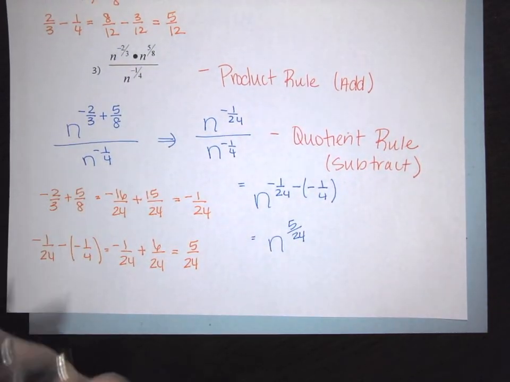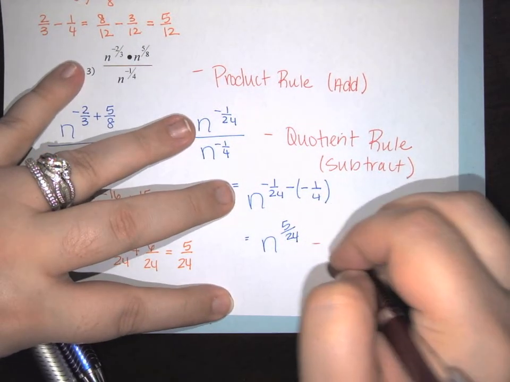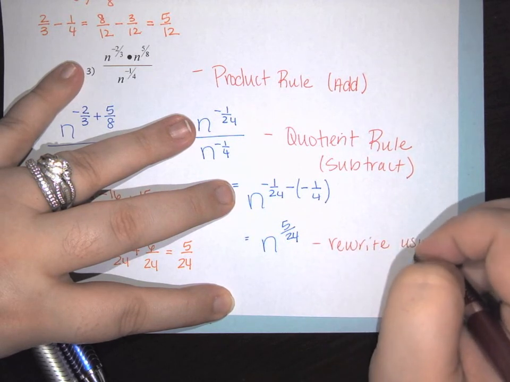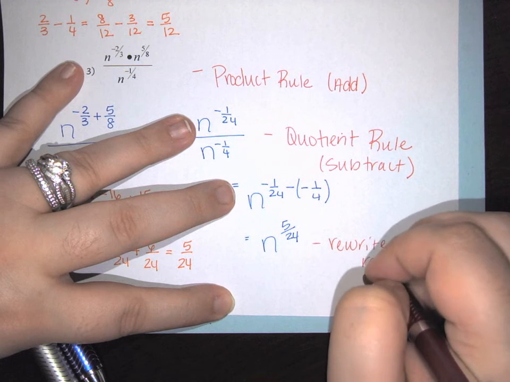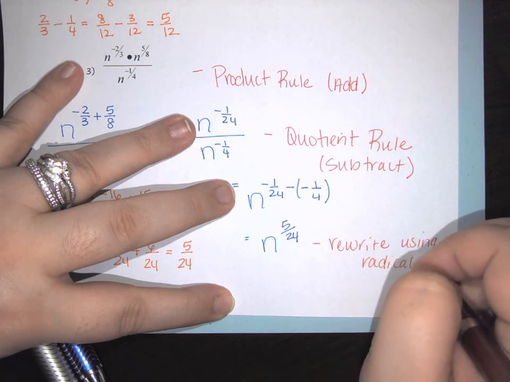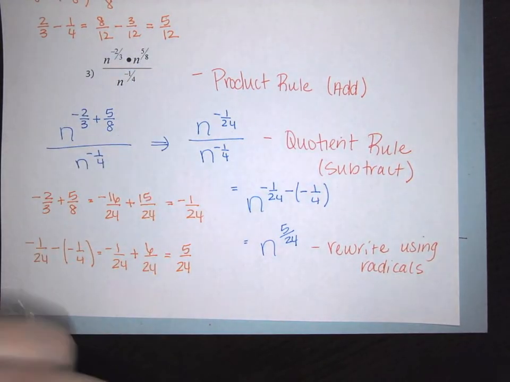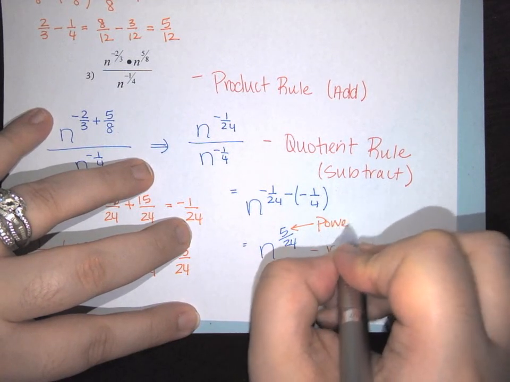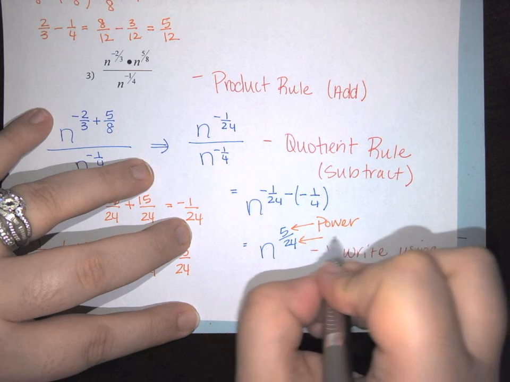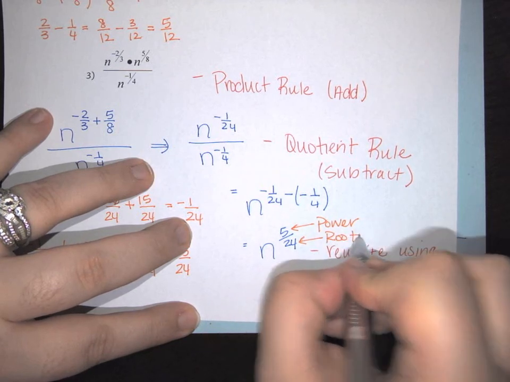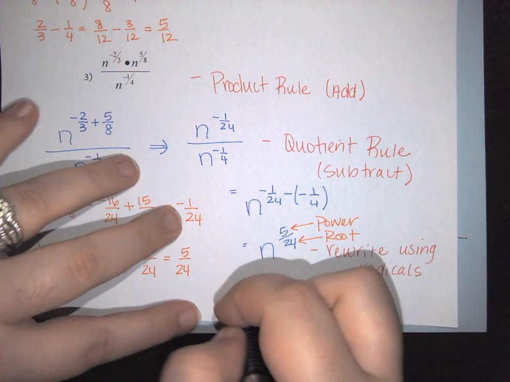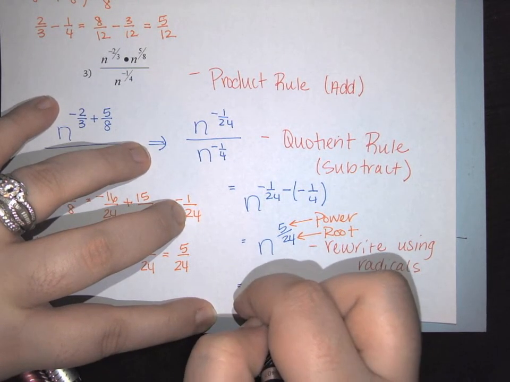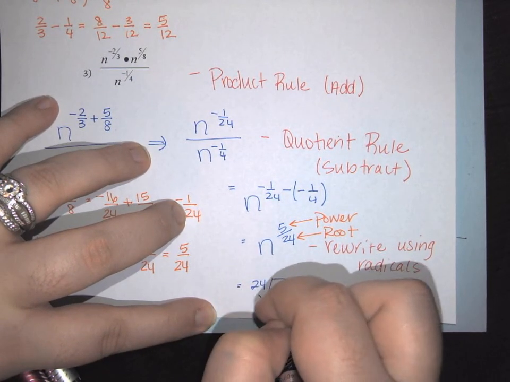And now we need to rewrite using radicals. So the last thing to do is to rewrite using your radicals. And so here again we're going to identify the numerator as my power, and the denominator here is the root. So this is going to end up being the 24th root of n to the 5th.